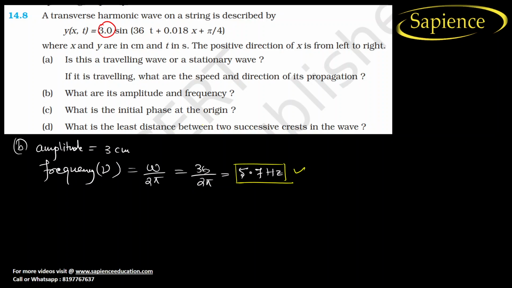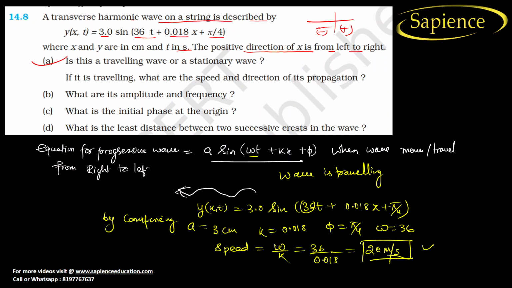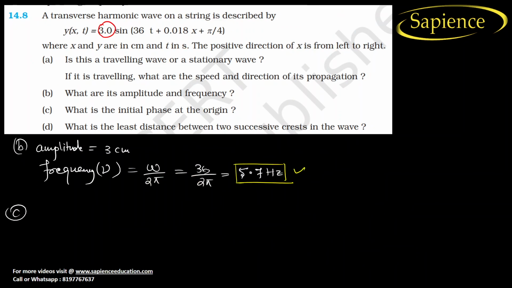Now what is the initial phase at the origin? Initial phase means phi. We have already compared the above equation, so phi is equal to pi by 4. So our phase is pi by 4. This is our required phase.